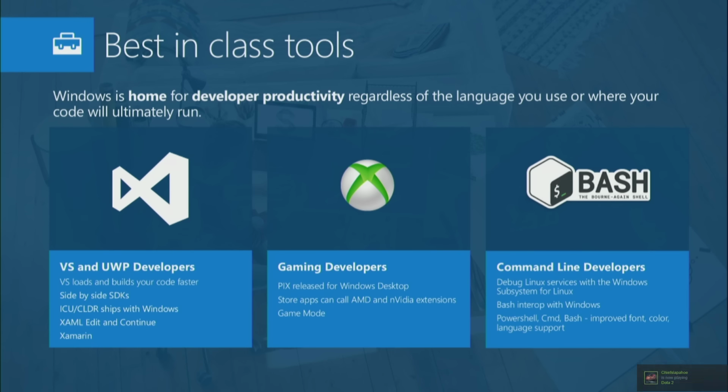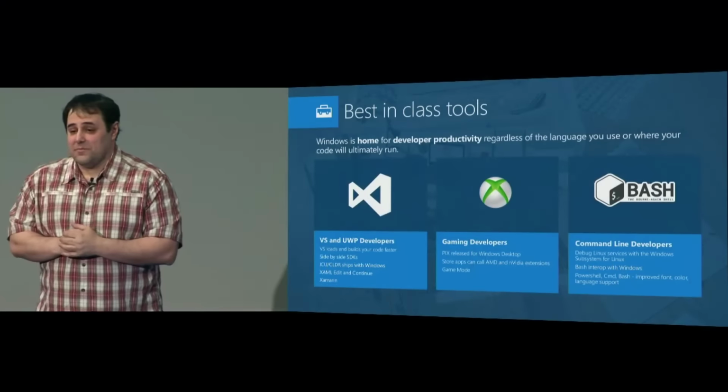From loading to building solutions, Visual Studio is simply faster. Performance counts. If you need to do GPU debugging on DX12 apps, PIX for Windows brings the power that Xbox developers have enjoyed to the Windows desktop. And of course, the Windows Subsystem for Linux has some nice improvements, including the ability to deploy and debug Linux binaries directly on Windows.